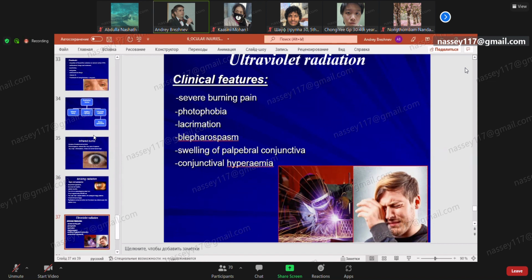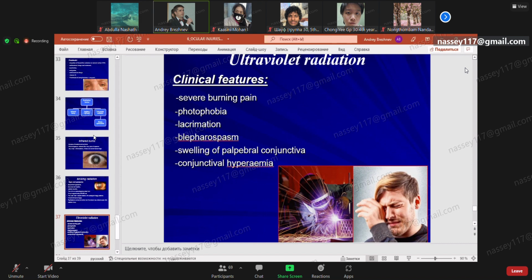Ultraviolet radiation is the most common cause of light-induced ocular injury. Sources are welding arcs, sun lamps, and carbon arcs. Photoophthalmia refers to the occurrence of multiple epithelial erosions due to the effect of ultraviolet rays. Unfortunately, for those who didn't use protective glasses or screens, it's a very common condition.